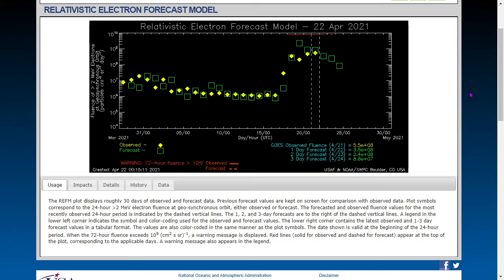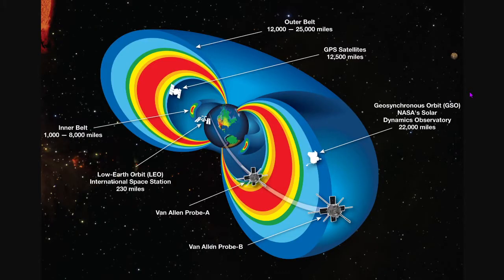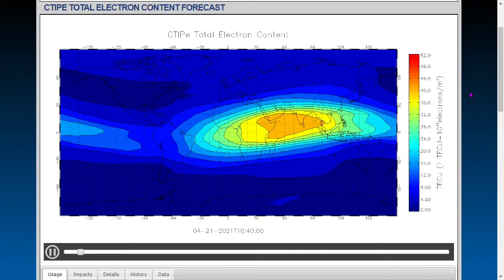Here's the forecast model. The forecasts are the green boxes, and the yellow diamonds are not Lucky Charms marshmallows. Those are the observations. Here is the diagram of the Van Allen belts. Keep in mind distances are shown here in miles, and we're showing you this because we're going to show you the total electron content next.